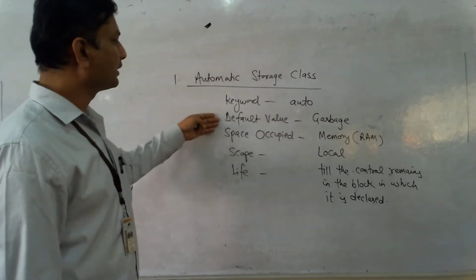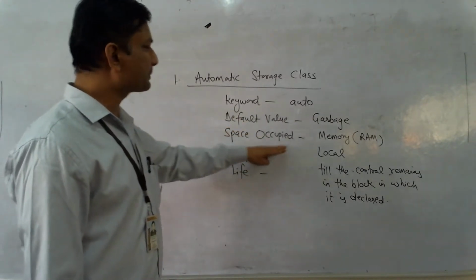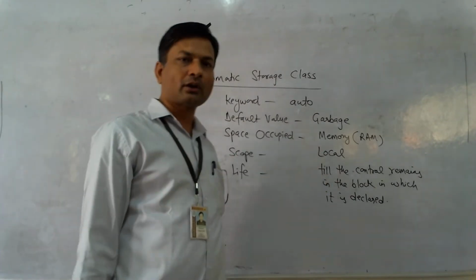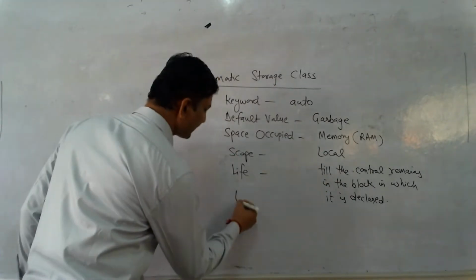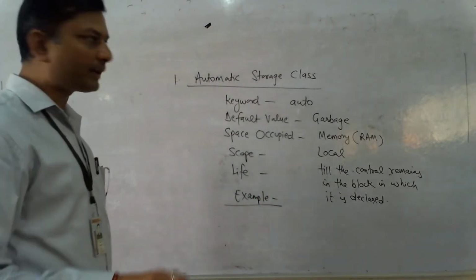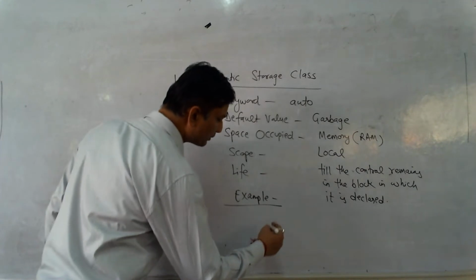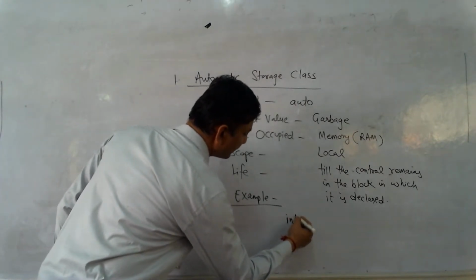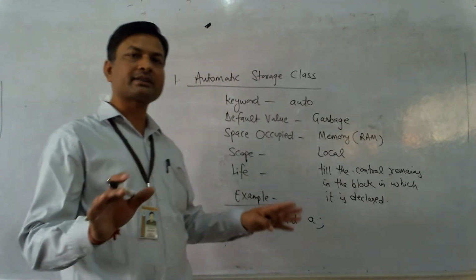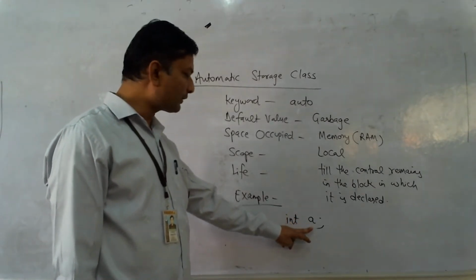So these are the values. The default value of a variable belonging to automatic storage class is garbage. It will occupy space in memory. Its scope is local and its life is till the control remains in the block in which it is declared. Example. We can declare any variable belonging to automatic storage class. Suppose I have written int a. We have used this statement many times in our C programs. The meaning of this statement is that a is a variable of data type int.